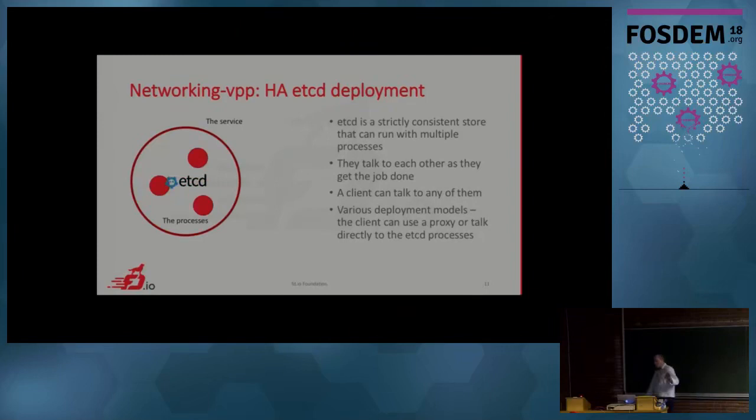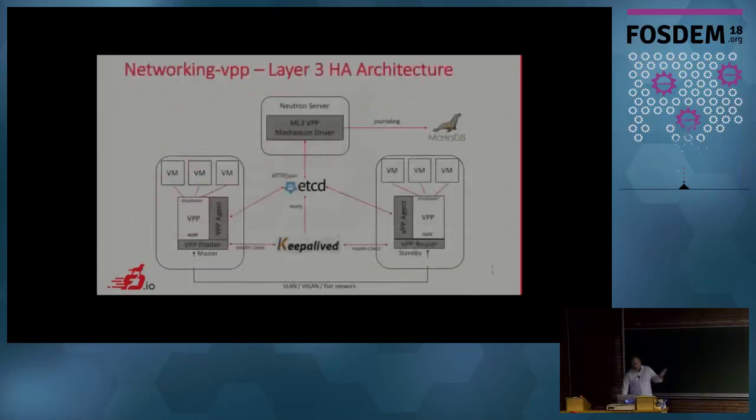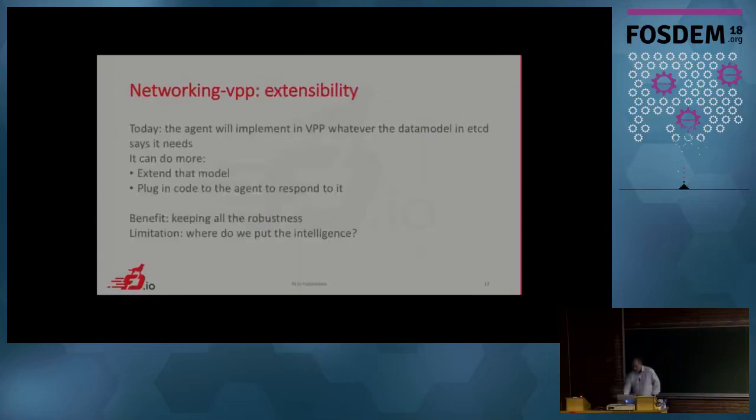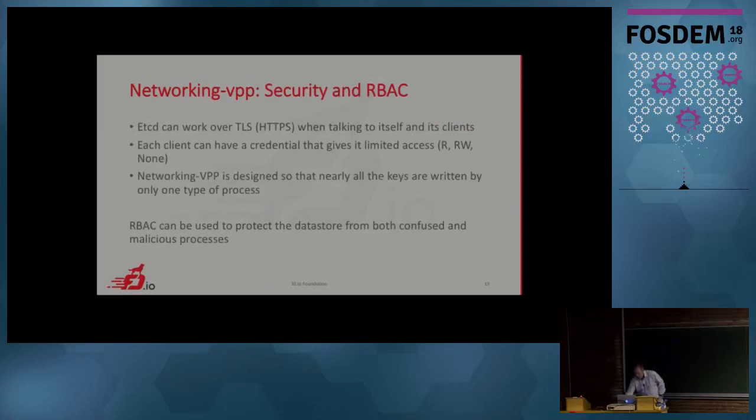There are many cool features with networking VPP. One of them is that now we have redundancy between layer 3 routers based on keepalived. So if one dies, then the other one can hand over. So that's also extremely useful in production.